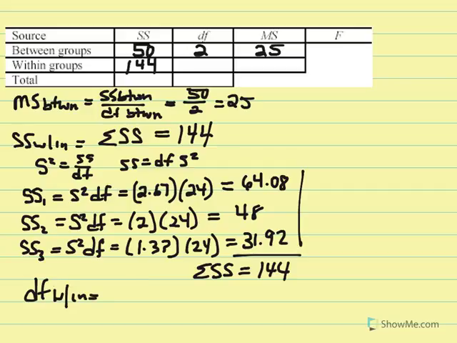Is equal to n minus k. So our total number of observations or participants was the sum of n's across conditions, and that was 75. And we had three treatment conditions, so k is equal to 3, and we get 72 for degrees of freedom within.